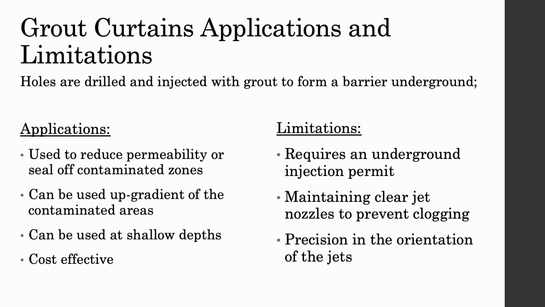Some limitations of grout curtains are that they require an underground injection permit, and that maintenance includes keeping the nozzles clear, maintaining airflow, and effectively creating a wall without defects. For example, if very coarse grained materials are discovered, it may result in damages to the curtain. Thus, the site must be well examined to characterize all obstructions and geologic conditions.